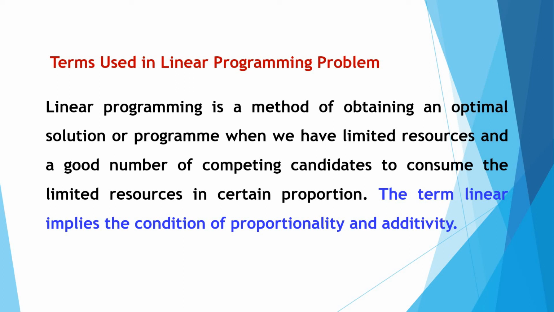Limited resources were the times, maximum available time on machine M1, M2 and M3. That means 50 hours for machine M1, 25 hours for machine M2 and 15 hours for machine M3 were limited resources. The term linear implies condition of proportionality and additivity.